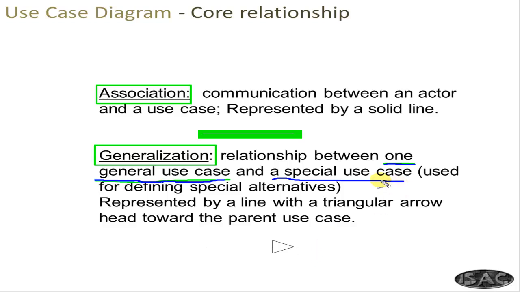Okay, so one is a general use case and one is a special use case, which becomes the subclass of the general use case. So it uses the concept of inheritance, and depending on different languages it can use a different construct or syntax called extend or anything else. It is represented by a line with a triangular arrow head towards the parent use case. So in the parent use case, this side is parent, this side is child. Okay, so this is the relationship we have.